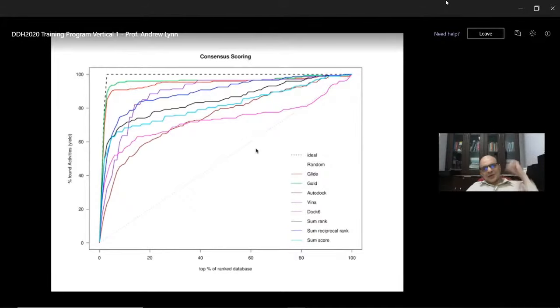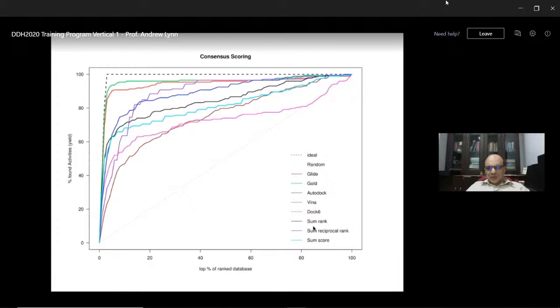Now for consensus scoring, these are some software that we've used: Autodock, Vina, DOCK6. They are actually relatively ordinary in their results. They're nowhere close to this. The commercial software that we've had, which is Gold and Glide, do relatively well.